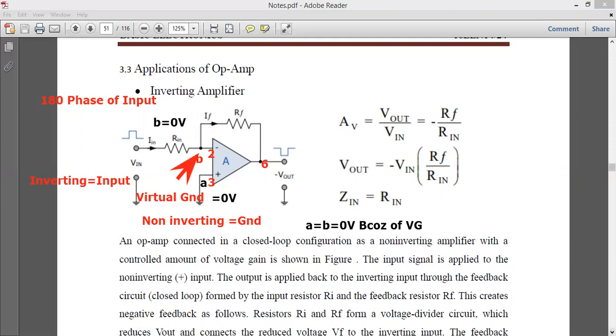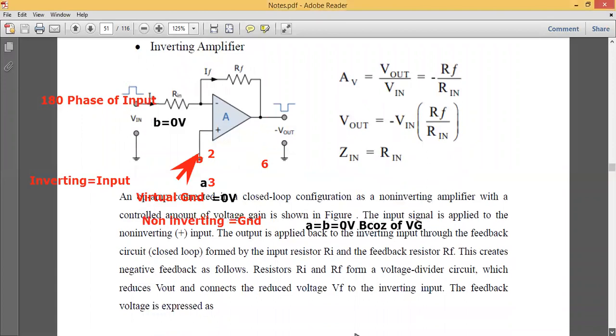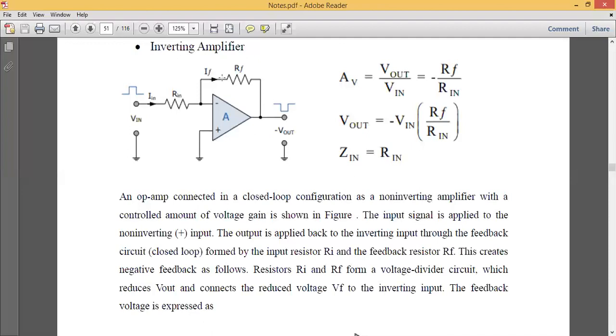Now let us go for the analysis of this. The explanation of this circuit diagram says that an op amp is connected in a closed loop. क्योंकि हम लोग loop use करे हैं तो उसको बोलेंगे closed loop configuration. And a non-inverting amplifier with the control amount of voltage is shown in the figure. The input signal is applied to the non-inverting input, and the output is applied back to the inverting input terminal through a feedback, which is called a closed circuit. So I have applied input to the minus symbol, and I have taken a feedback, मतलब output से लेके input को connection में दे रहा हूँ.